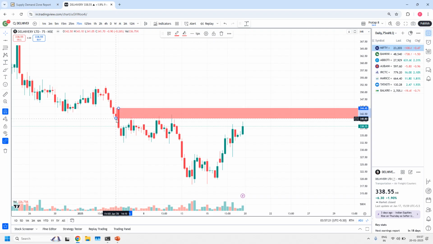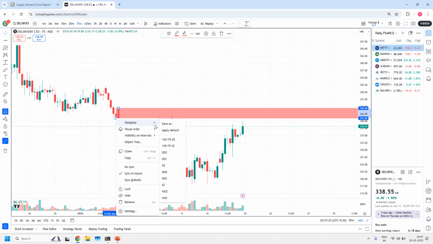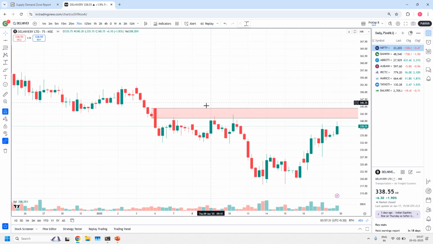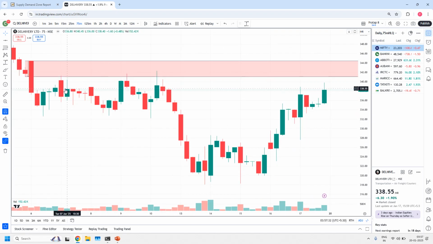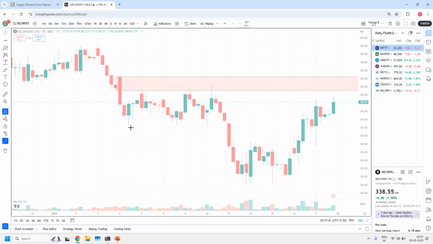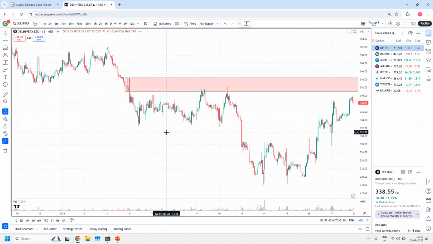Let me draw the zone. So this is the 75-minute high liquidity zone. See, it is already tested 3 times. This is the first time, this is the second time, this is the third time. Okay, let's go to the 15-minute time frame.